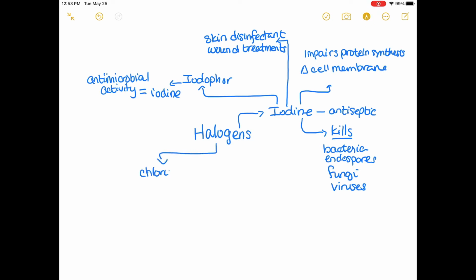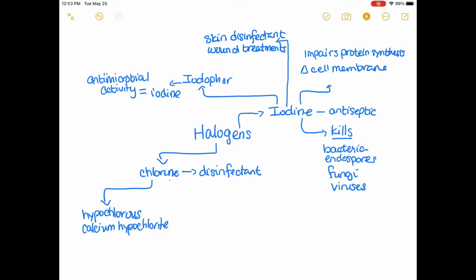Chlorine is another halogen that is a disinfectant. Hypochlorous acid kills germs. Calcium hypochlorite disinfects dairy equipment and restaurant utensils. Sodium hypochlorite is used as a household disinfectant and bleach like Clorox.